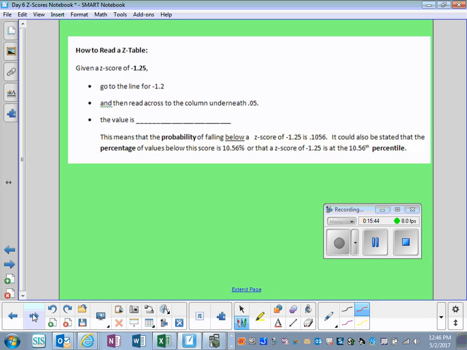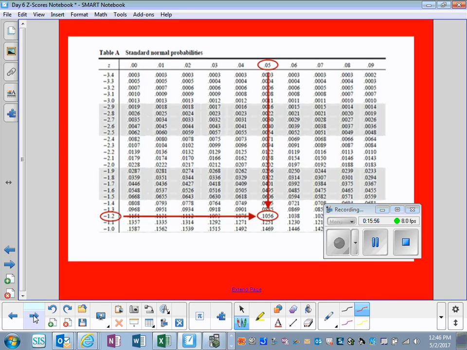So now this is how we will use this table. Given the z-score of negative 1.25, go to the line for negative 1.2. This is your table. If my z-score is negative 1.25, I look at the first decimal point only at first, and I find negative 1.2 in the rows, in the very left column.